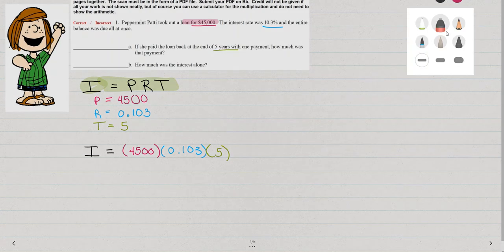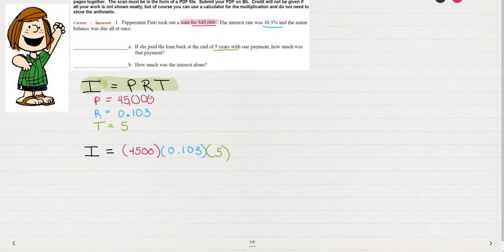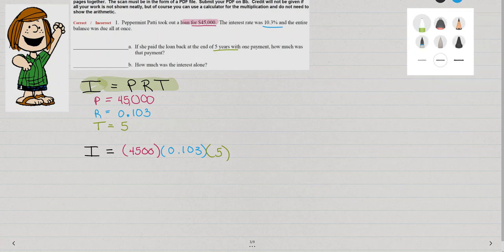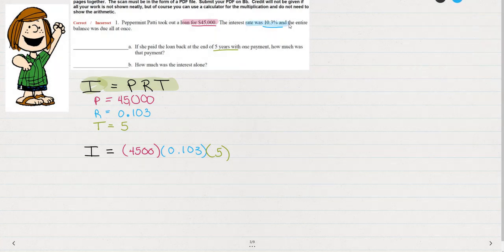Oh, and you know what? It looks like I wrote that wrong here. So $45,000, right? Peppermint Patty took out a loan for $45,000, and the interest rate, let me highlight that, was 10.3%.